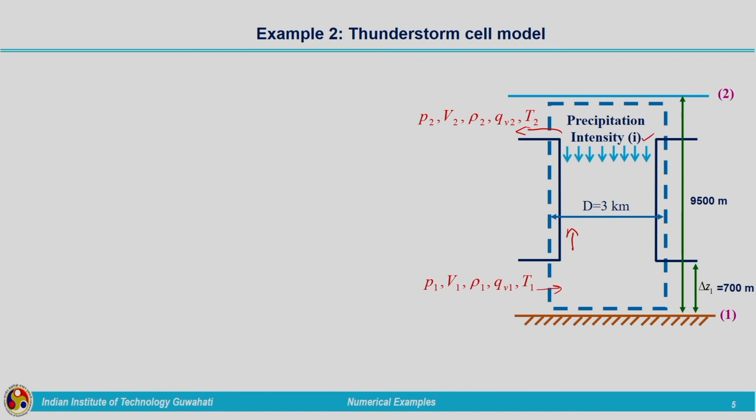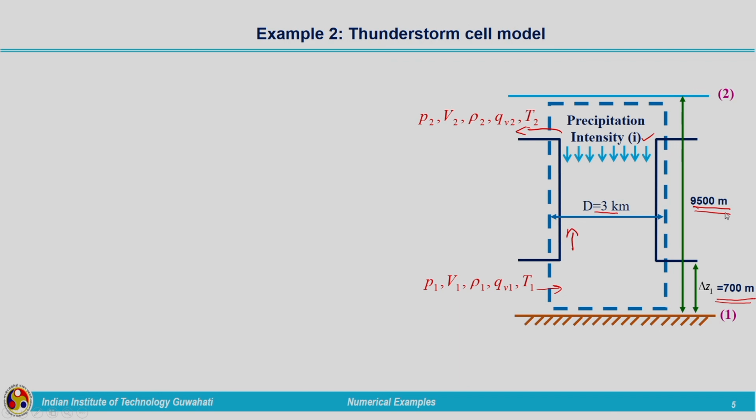The diameter is given to us as 3 kilometers and the cloud base is at an elevation of 700 meters. So, delta Z1 is 700 meters, and it is mentioned that the outflow region is approximately at an elevation of 9,500 meters. That is what is marked here. The upper part of the uplift region is taken at an elevation of 9,500 meters.